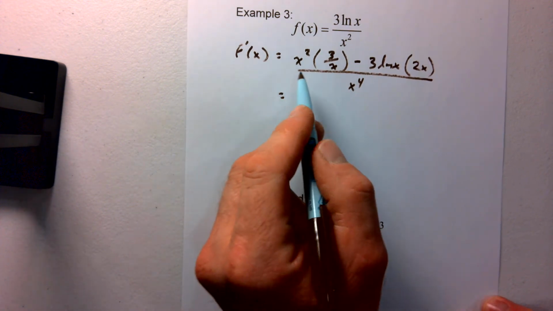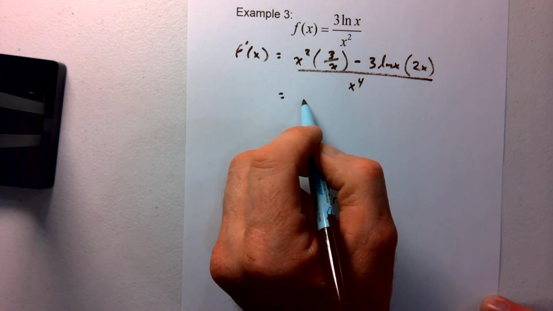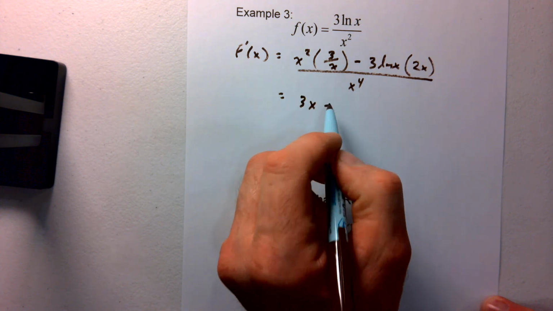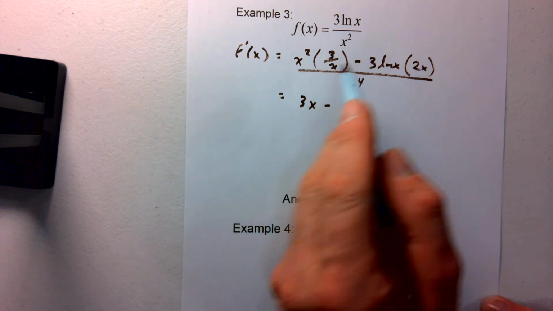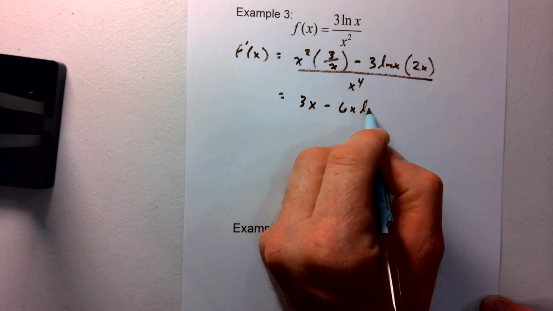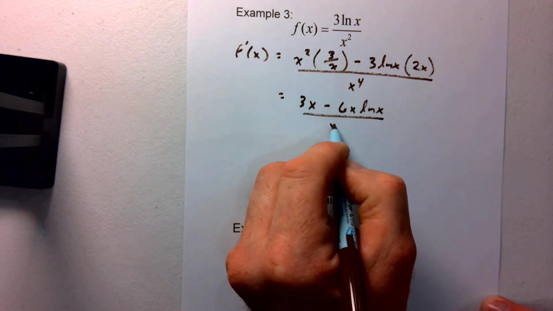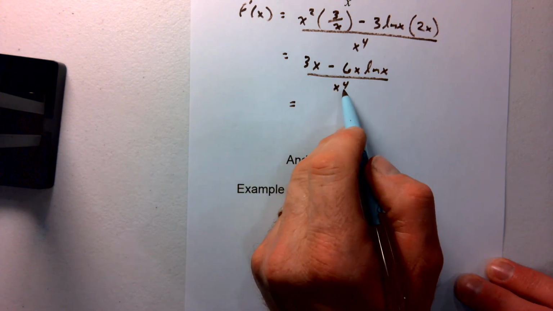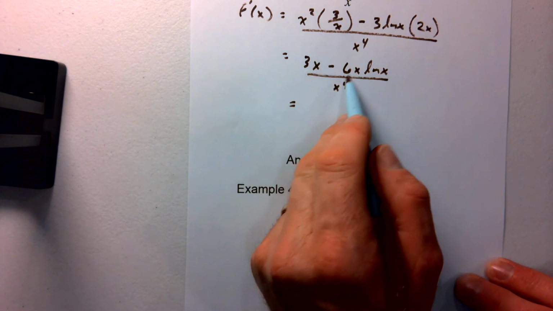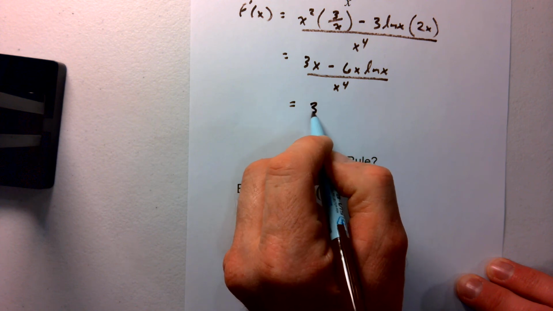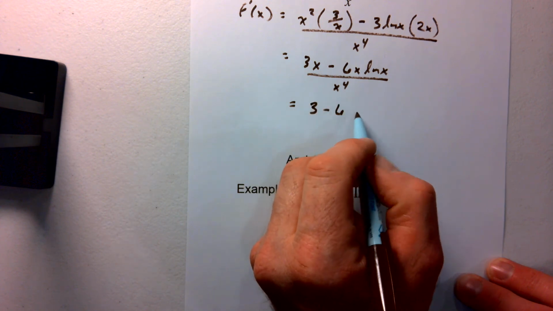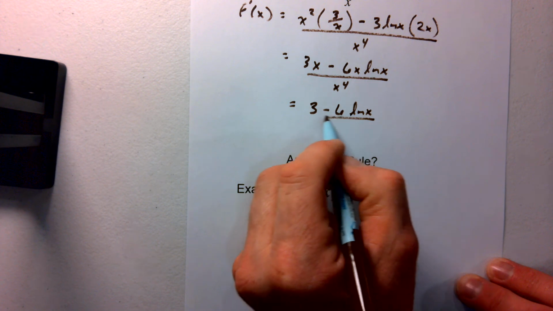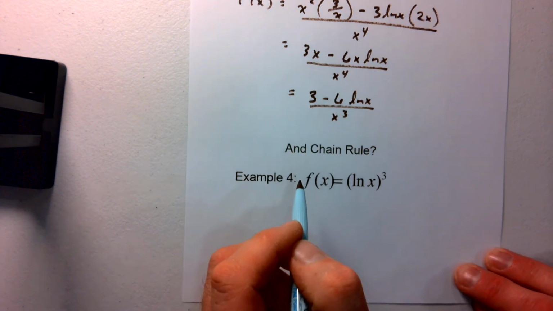Now comes the cleanup. We have x squared times 3 over x. That's going to give us 3x minus 2x times 3. That gives us a 6x natural log of x over x to the fourth. We can go ahead then and clean out an x, since we have an x in each of our terms. So we have 3 minus 6 natural log of x over x to the third.